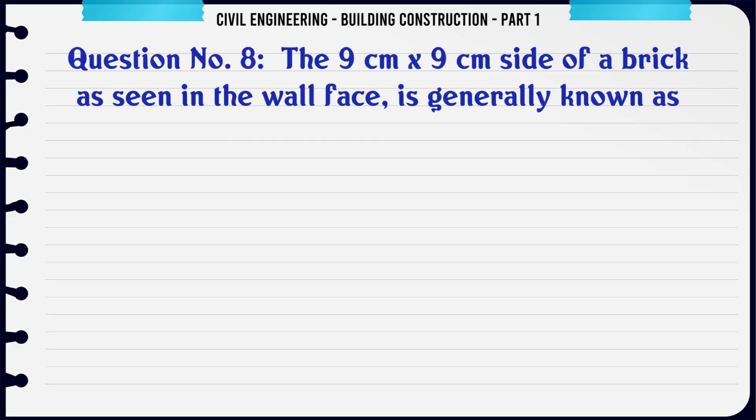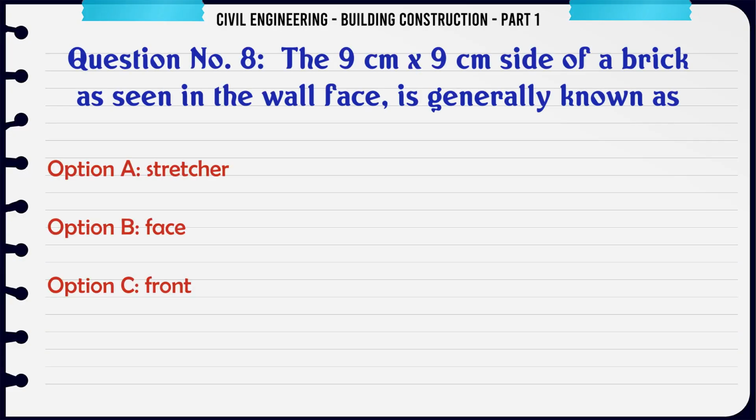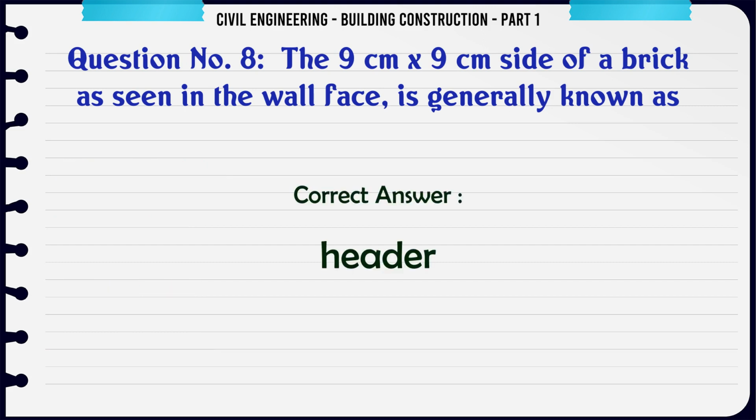The 9 cm x 9 cm side of a brick as seen in the wall face is generally known as A. Stretcher. B. Face. C. Front. D. Header. The correct answer is header.